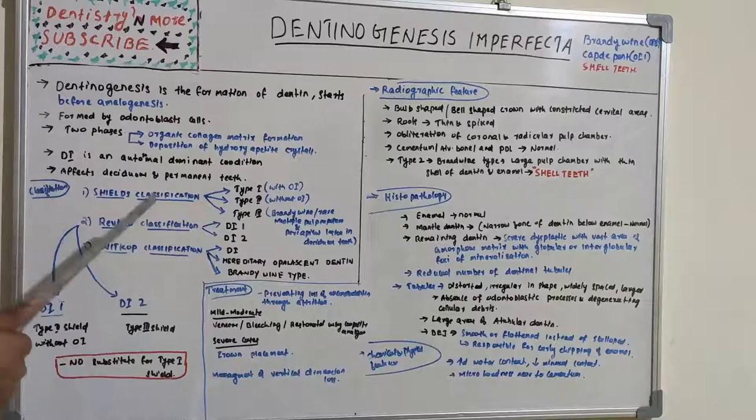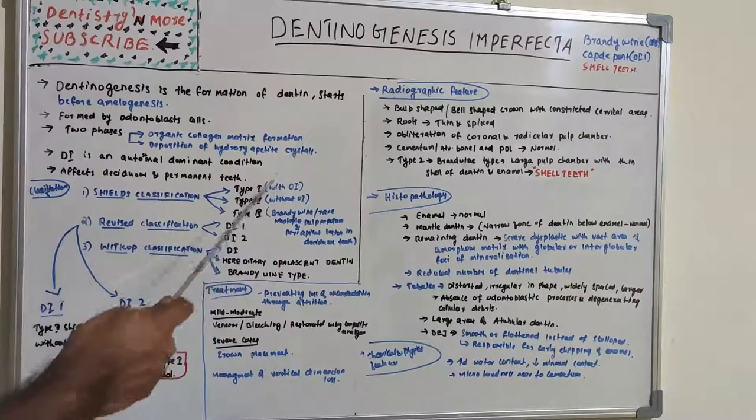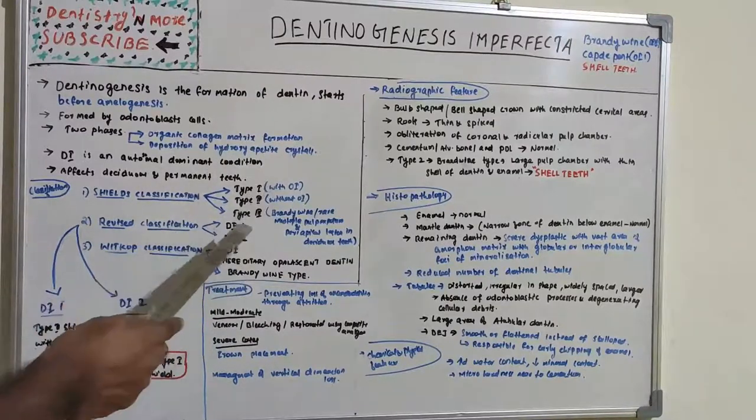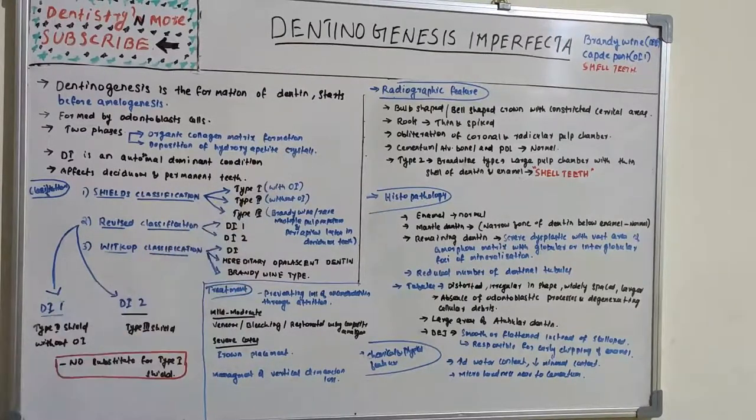This is Shield classification and revised classification. This is what we follow, the revised classification, but we correspond it with our Shield classification. So this type 1 is type 2 of Shield, and this type 2 is type 3 of Shield. So that's all about dentinogenesis imperfecta.